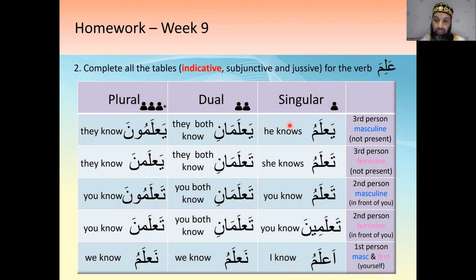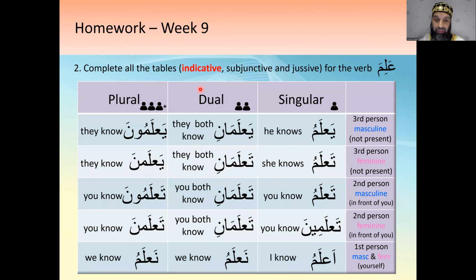So 'alima becomes ya'lamu. Once you figure out what vowel goes on the third letter, you keep that vowel the same all the way through. So ya'lamu, ya'lamani, ya'lamuna, ta'lamu, ta'lamani, ya'lamna, ta'lamu, ta'lamani, ta'lamuna, ta'lamina, ta'lamani, ta'lamna, a'lamu, na'lamu. So I just read it there. Again, it's just copying the templates from your tables.